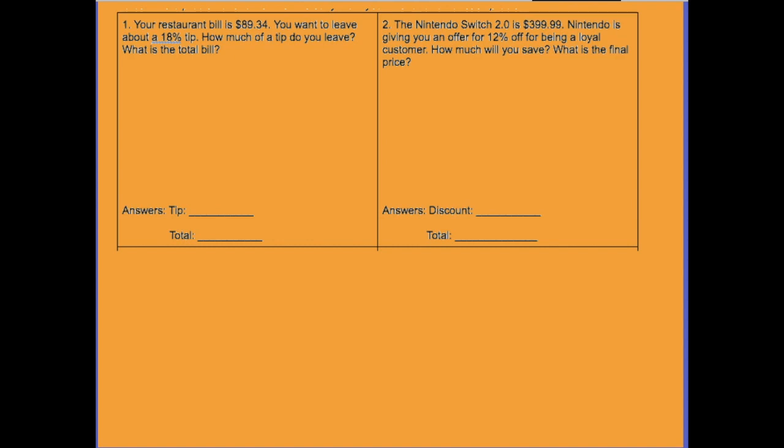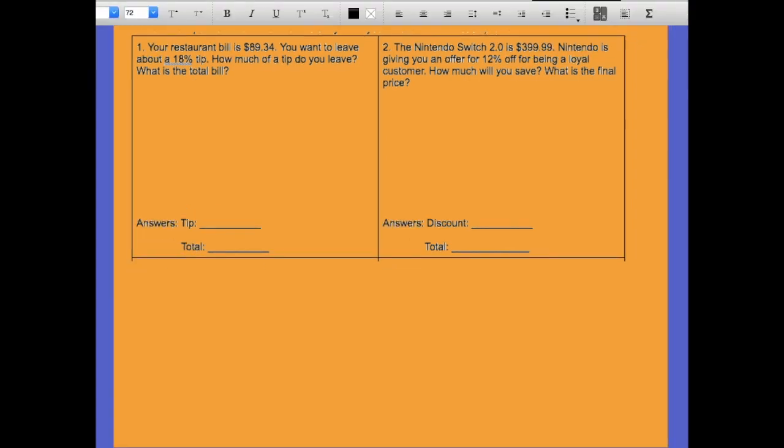Now we're going to look at some real world situations. Your restaurant bill is $89.34. You want to leave a tip that is 18%. And the question here is, how much of a tip will you leave, and what is the total bill? So first, let's find the tip. I got to get $89.34 times, remember, we got to make this into a decimal. So when I do that, I get 16.08. And I need to show my work here too. To get our total, we're going to take $89.34 plus 16.08, and we get a total of 105.42.